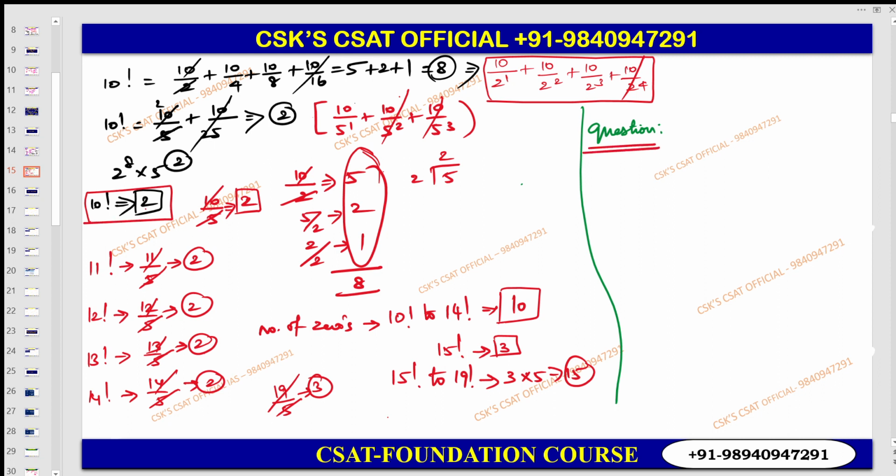Now I'm giving you a question. You guys try. 1 factorial into 2 factorial into 3 factorial into 4 factorial into 5 factorial and so on, up to 25 factorial. Find the number of zeros in 1 factorial into 2 factorial into 3 factorial into 4 factorial into 5 factorial up to 25 factorial.